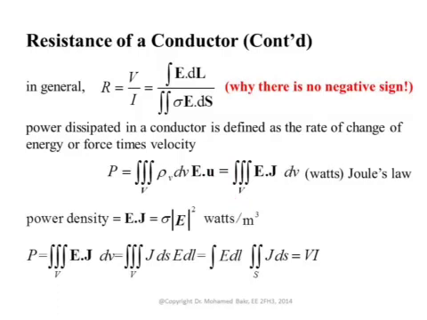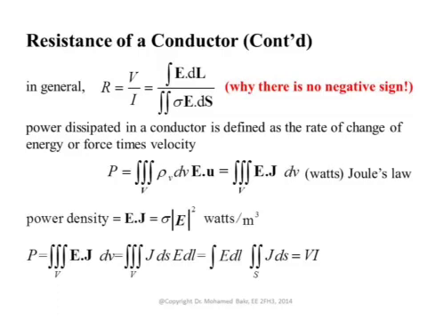Now where does this power go? It's actually converted to heat. So if you touch a conductor where there is a current flowing, you will see that it starts to heat a little bit. This is because of the conductivity and the corresponding heat.